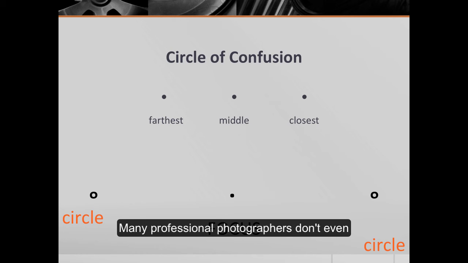Many professional photographers don't even use or understand the circle of confusion. Sometimes it's called COC or COF. This is something that is much more of a concern to lens manufacturers. It's something they deal with in the development and manufacturing of their lenses. The typical photographer will not quite understand the circle of confusion.